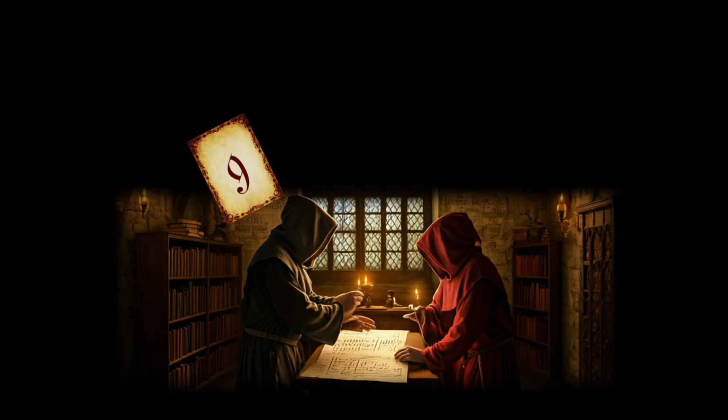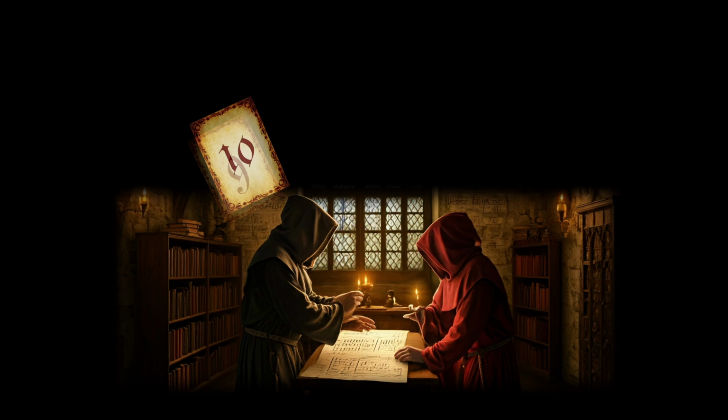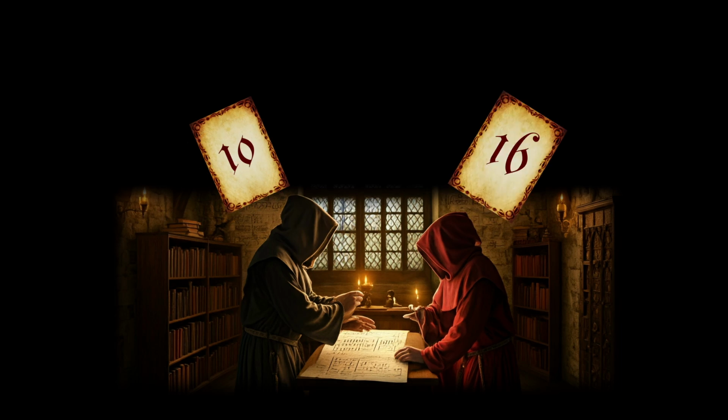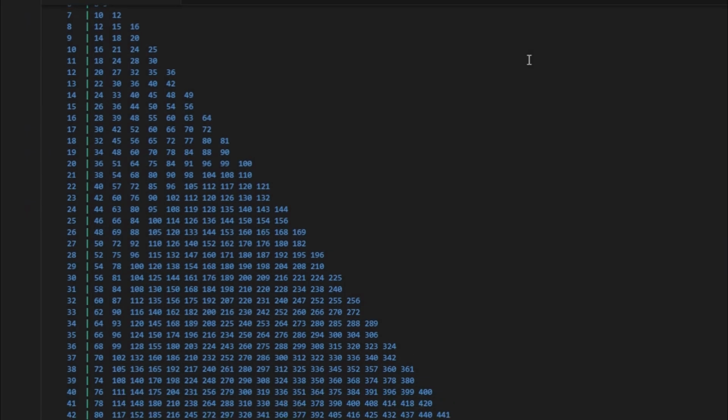If Sam has the sum 9, then the possible pairs are 2 and 7, 3 and 6, and 4 and 5, which means Prudence would have either 14, 18, or 20. If Sam has the sum 10, then Prudence would have 16, 21, 24, or 25. This is a large table of numbers I made using Python.